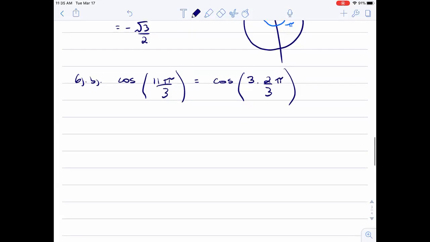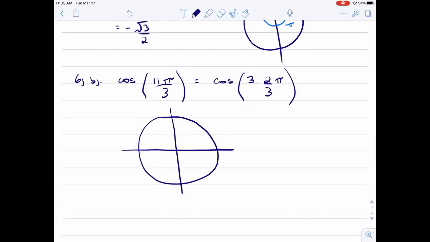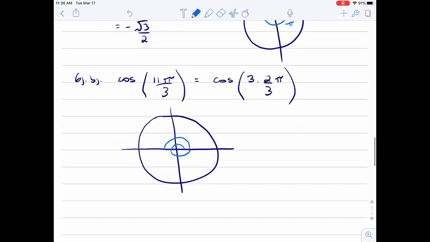But if we think about our circle here where we're landing, we're going in the positive direction, and I'm going 1, 2, 3, and then 2/3 of the way. So 2/3 of the way puts me at, that's right, and then here, this is 2 pi over 3.